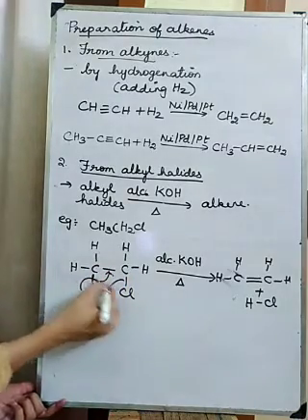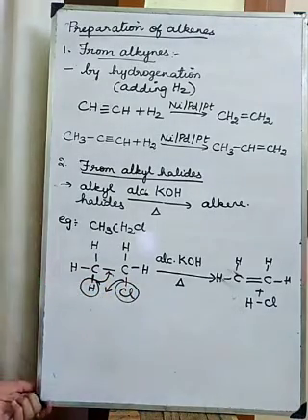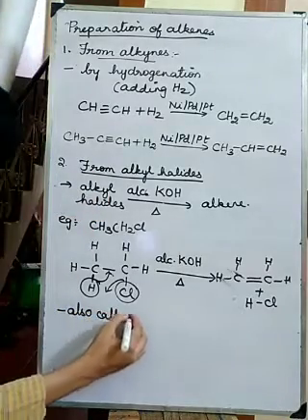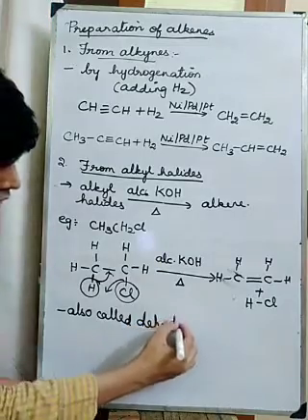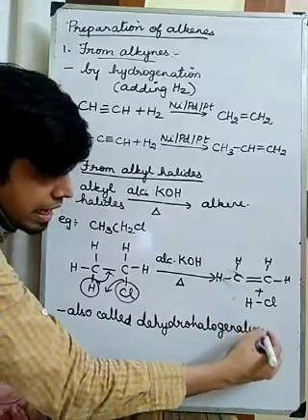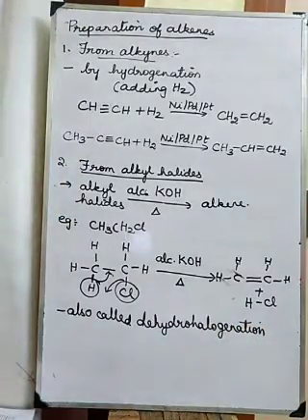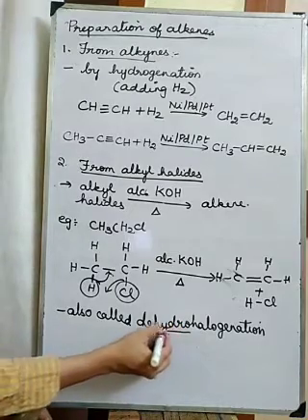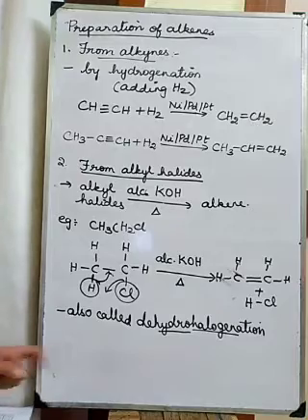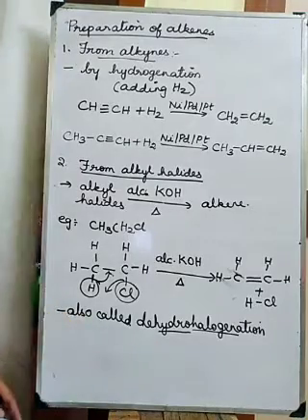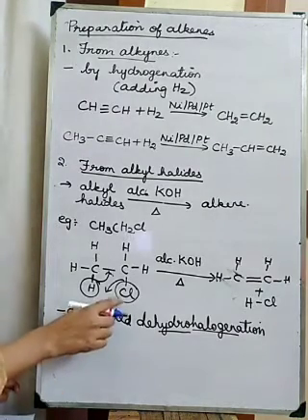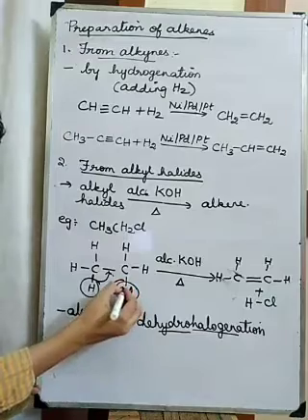One hydrogen is removed and one halogen is removed. So this process is also called dehydrohalogenation. Dehydrohalogenation means hydrogen is removed and halogen is removed. Understood?